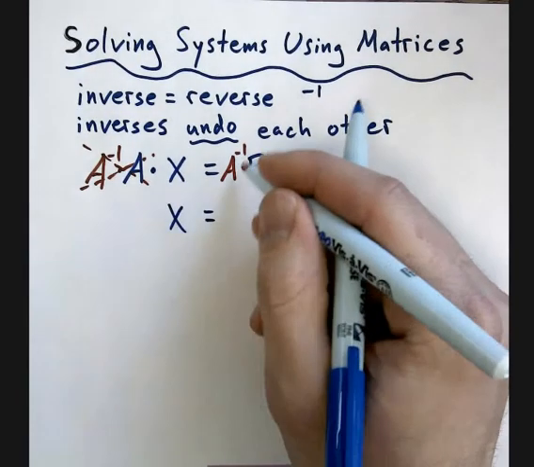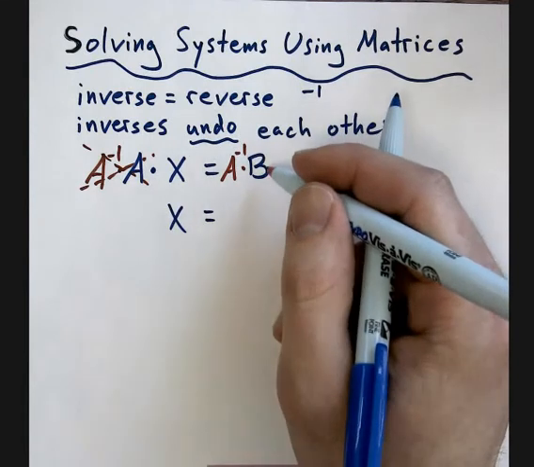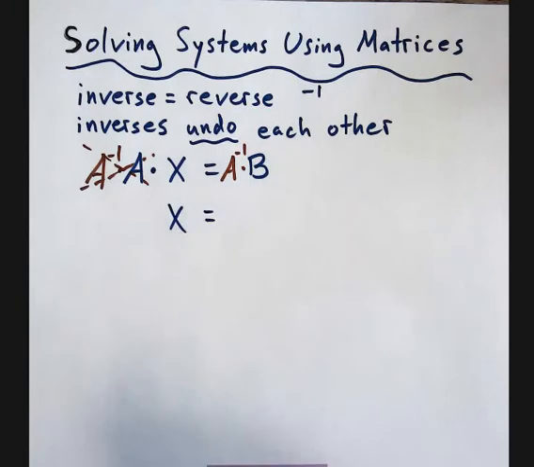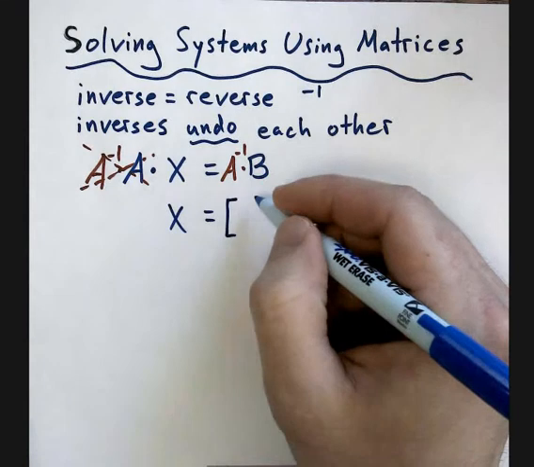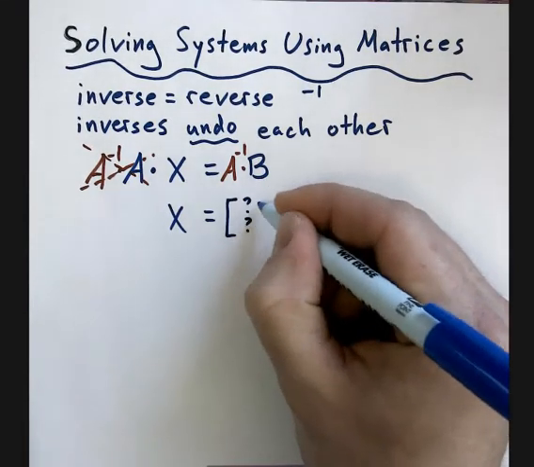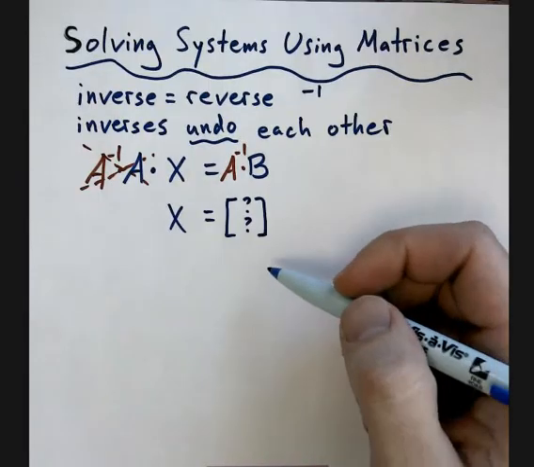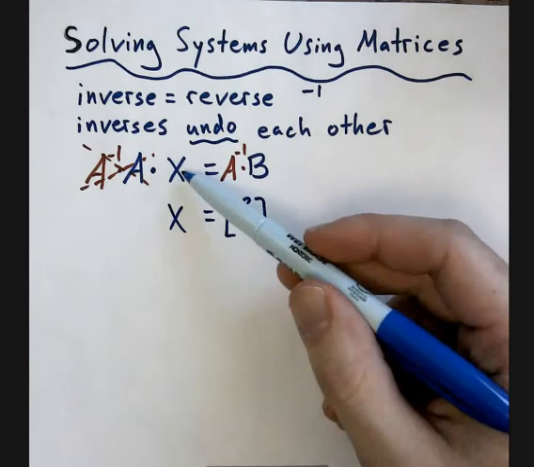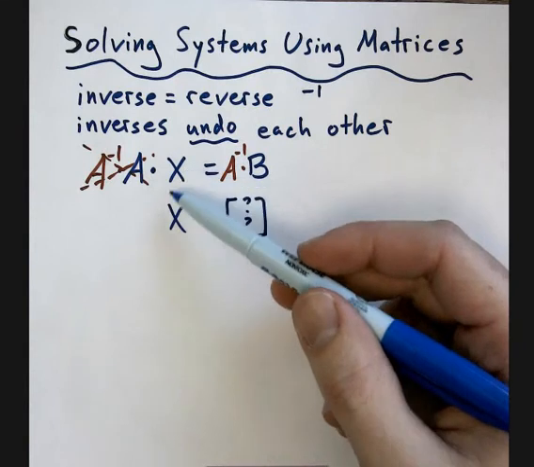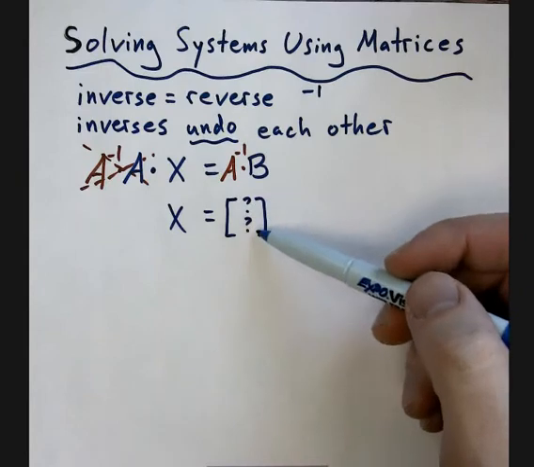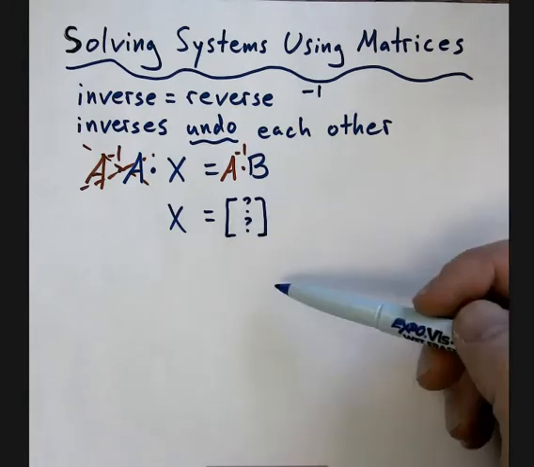a inverse times b is what I would type into my calculator to get my solution, just like usual if I'm solving an equation, right? But my answer is going to be a matrix. And if I was solving a system of two equations with two unknowns, then my x is actually going to represent two variables, x and y. So my answer is going to have two values in it, one for x and one for y. Let me show you what this looks like doing a problem, and we'll go from there.